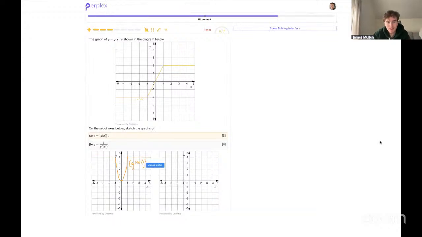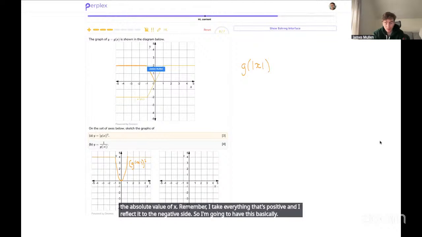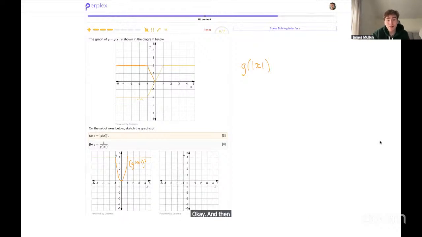All right? Now, 1 over g of the absolute value of x. That sounds like a bit of a nightmare. So first, on the graph above, I'm going to actually just draw g of the absolute value of x. Remember, I take everything that's positive and I reflect it to the negative side. So I'm going to have this, basically. Okay? And then I'm going to do 1 divided by that.